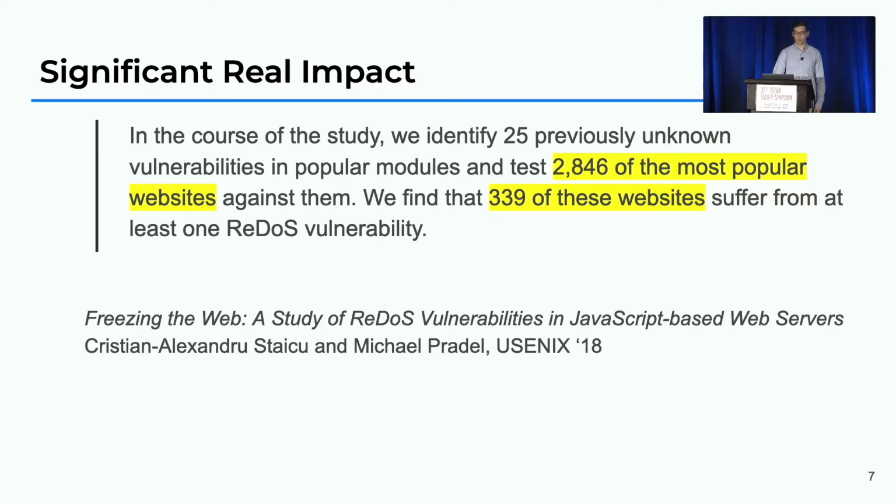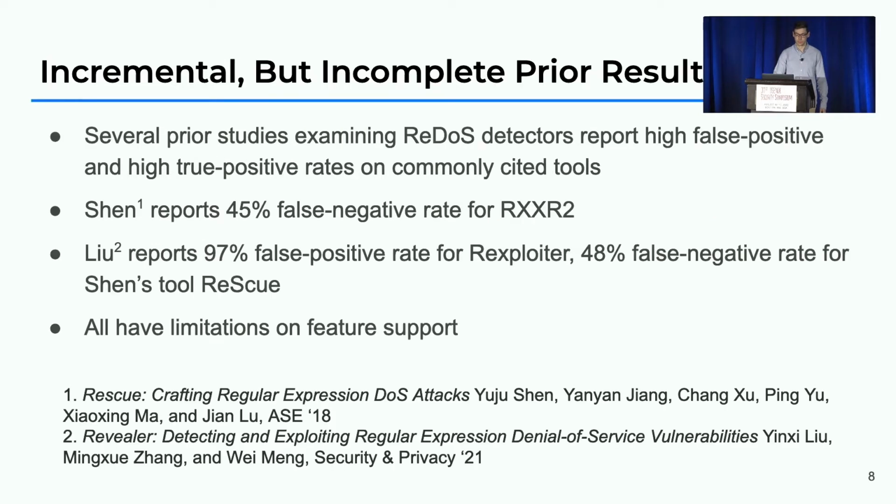We know that it has significant real-world impact. At USENIX a few years ago, we had a presentation showing that hundreds of popular websites are vulnerable to at least one ReDoS vulnerability, so it is a serious problem that's out there. And prior results have been good, but incremental. We note that each time we compare against prior tools, there's a high false negative rate and high false positive rate. In fact, we saw in the first presentation here that comparing against ReDoS detection tools for backtracking matchers, even for a tool not intended for backtracking matchers, can show quite improvements. So we really have to question whether we were finding everything here.